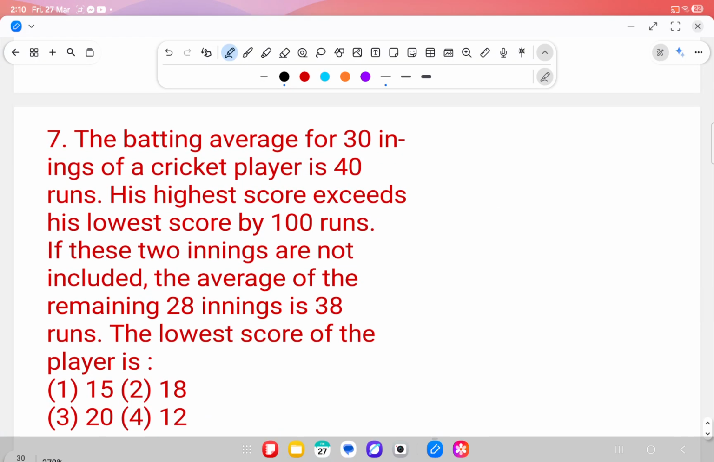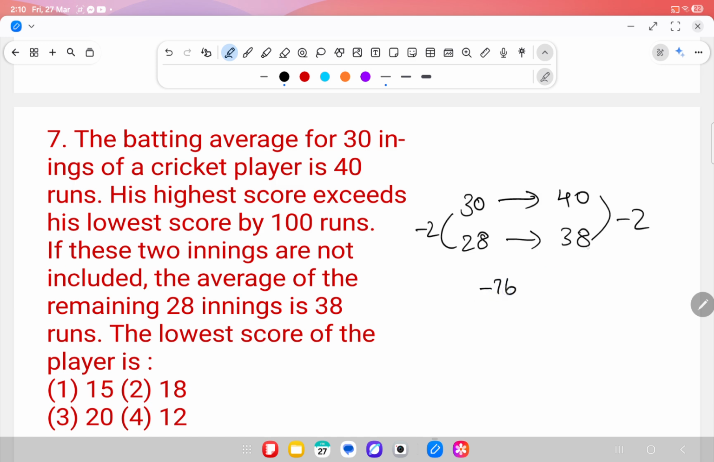The batting average for 30 innings of a cricket player is 40. 30 innings, his average is 40. His highest score exceeds his lowest score by 100 runs. If these two innings are not included, the average of the remaining 28 innings will become 38. See this, innings reduced by 2, and also average got reduced by 2. Then minus 2 into 38, minus 76, minus 2 into 30, minus 60. This will be minus 136.